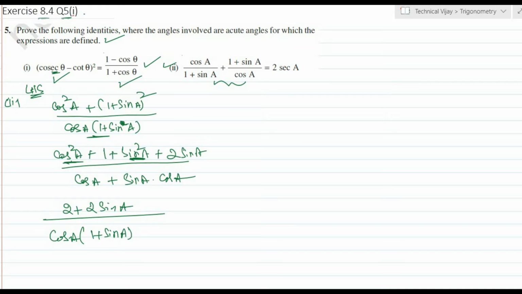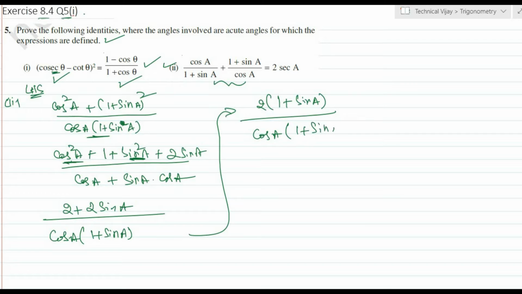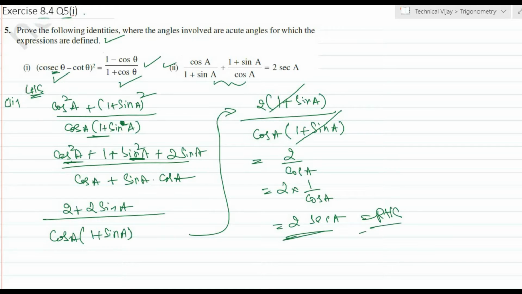Cos A I have taken common. Now 2 plus 2 sin A means 2 taken common, and 1 plus sin A remains, whole divided by cos A into 1 plus sin A. This gets cancelled, so 2 divided by cos A is remaining. This can be written as 2 into 1 by cos A, so 2 into secant A, since 1 by cos can be written as secant A. So this is equal to RHS.